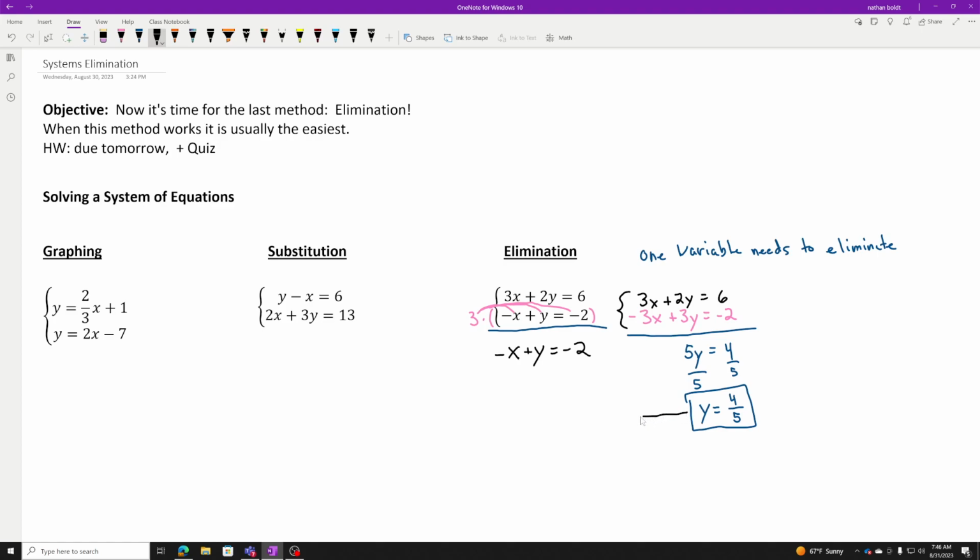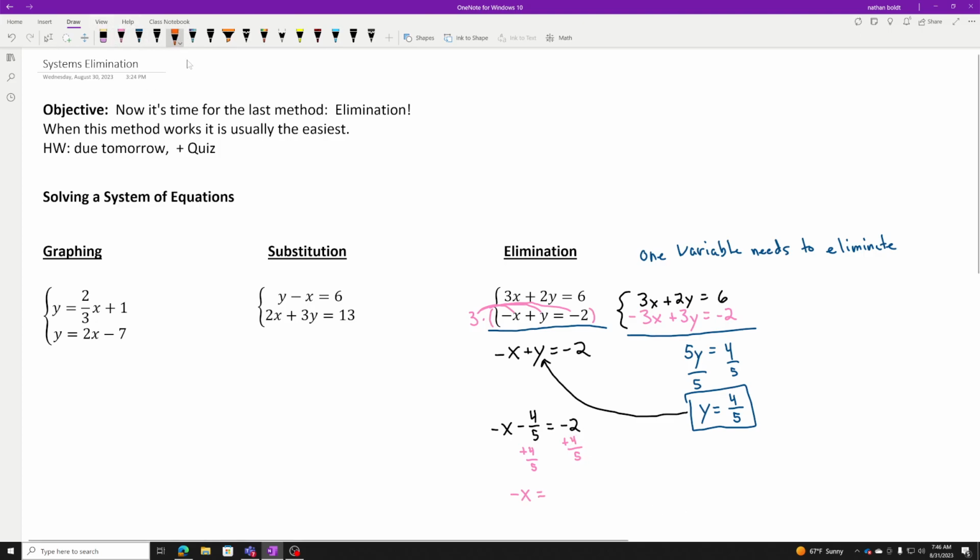So that y is going to come in right there. That will become negative x minus 4/5 is equal to negative 2. We're going to add 4/5 to both sides. That goes away. That gives negative x is equal to, let's see.